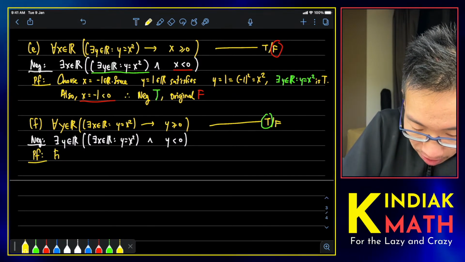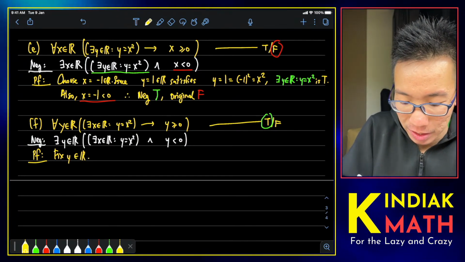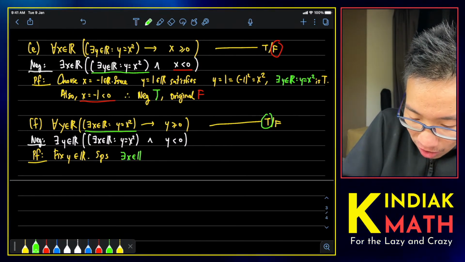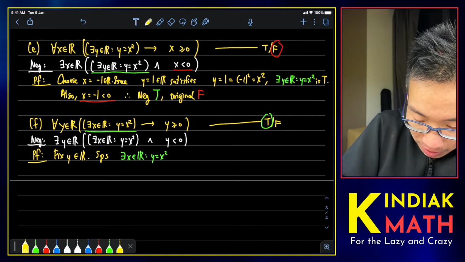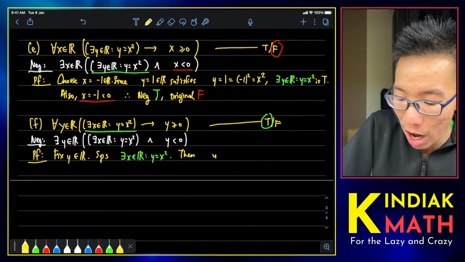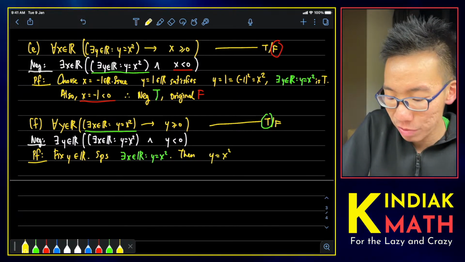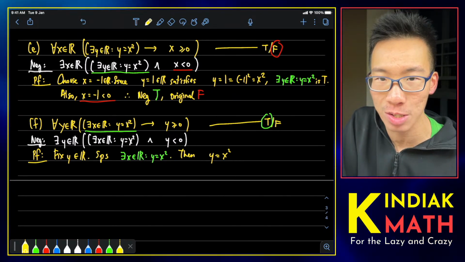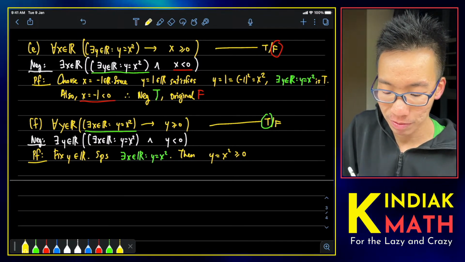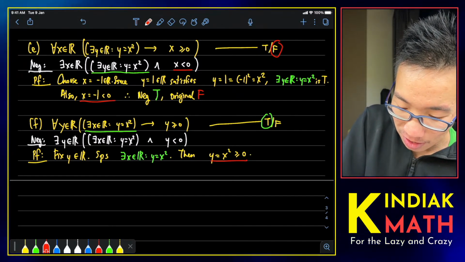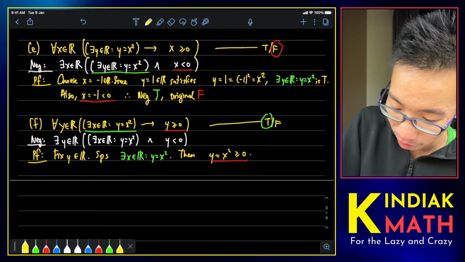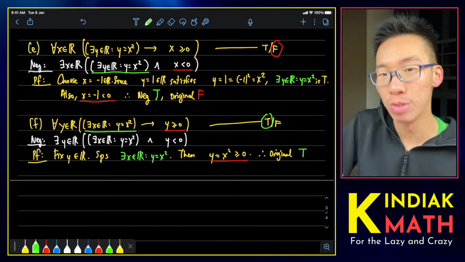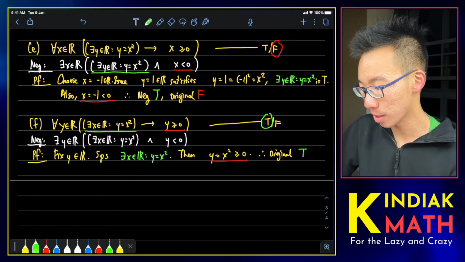Suppose, let's fix y in R, and we'll suppose that this thing is true. Suppose there exists x in R such that y equals x squared. Then y equals x squared, as we've discussed many times. If x is a real number, then x squared has to be non-negative. And that is precisely the statement that we have shown. Therefore, the original is true. Alright.